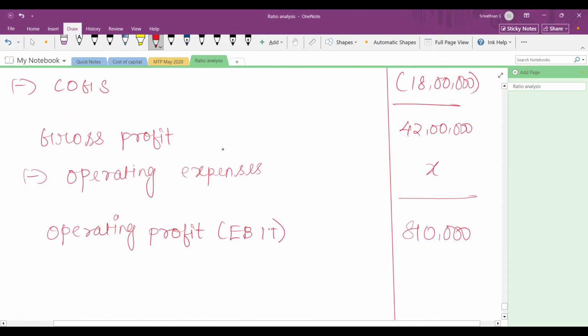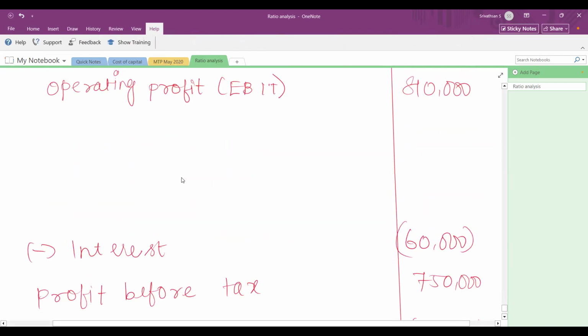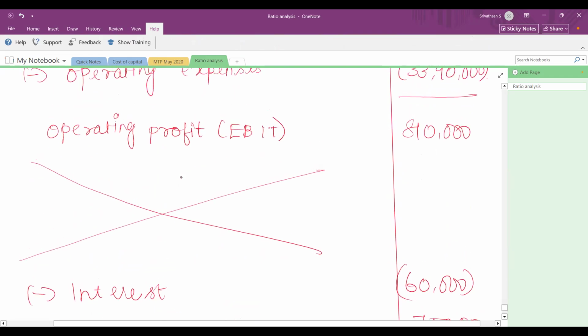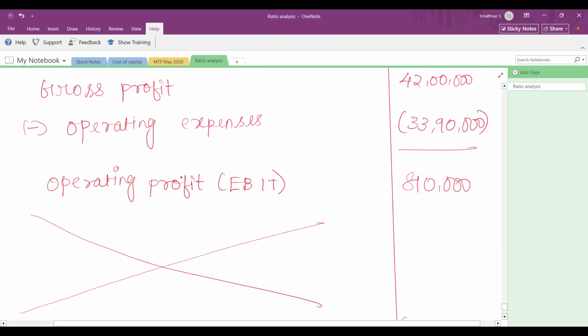Clear? Now what should be the operating expenses? It is how much? 33 lakh 90,000. Is this clear to everyone? Any doubt in this first requirement? And ignore this space. Did you all understand how we got 33 lakh 90,000? Clear?